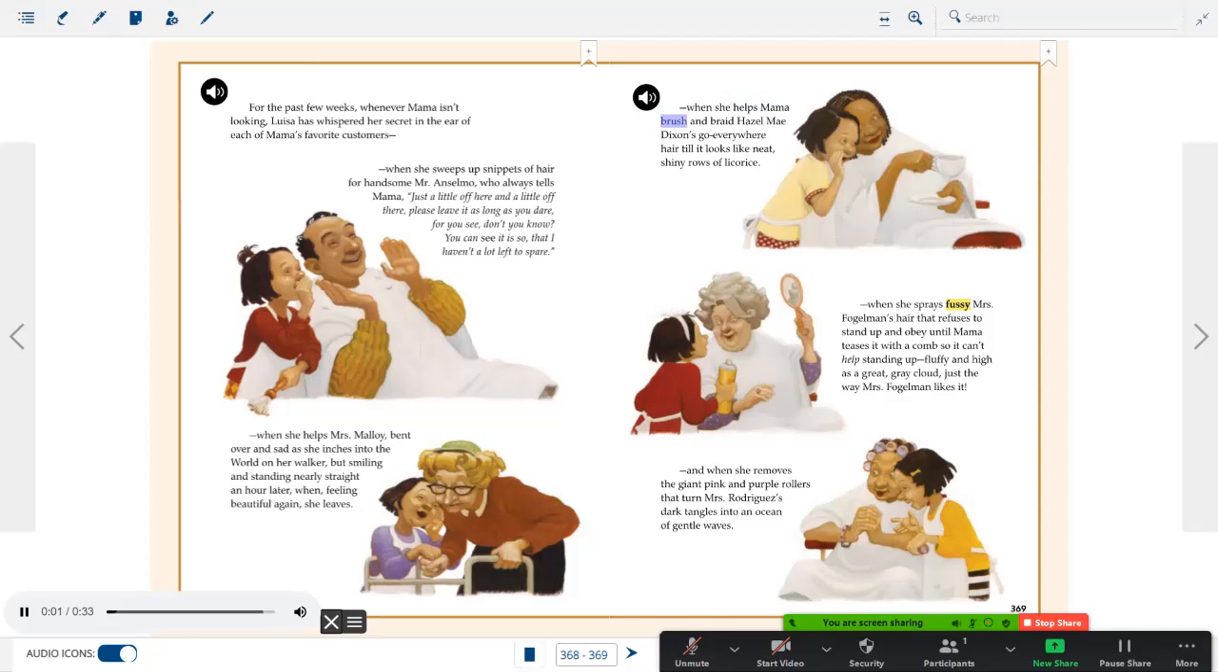When she helps Mama brush and braid Hazel May Dixon's Go Everywhere hair till it looks like neat, shiny rows of licorice. When she sprays fussy Mrs. Fogelman's hair that refuses to stand up and obey until Mama teases it with a comb so it can't help standing up, fluffy and high as a great gray cloud, just the way Mrs. Fogelman likes it. And when she removes the giant pink and purple rollers that turn Mrs. Rodriguez's dark tangles into an ocean of gentle waves.